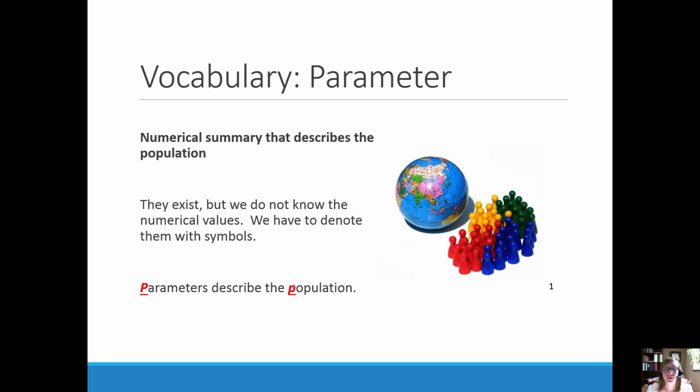There are a few more terms that we will use often throughout the semester. A parameter is a numerical summary that describes the population. Numerical summaries may include means, medians, standard deviations, ranges, proportions, percentages, odds, and risks. Parameters exist, but we do not know the numerical values that they take. Instead, we denote them with symbols, which are often Greek letters, such as mu or sigma. Remember that parameters describe the population. Both words start with the letter P.